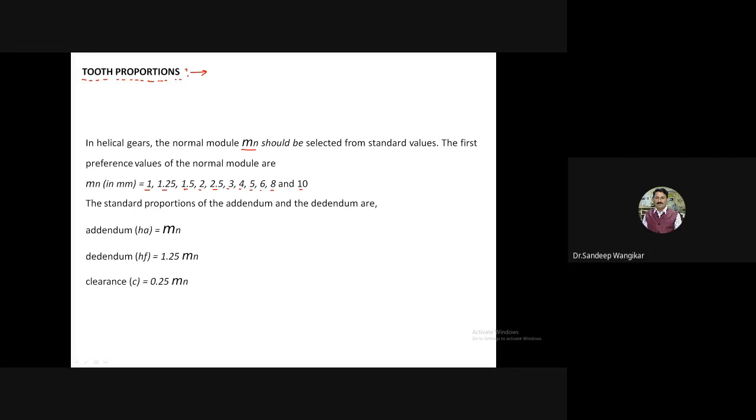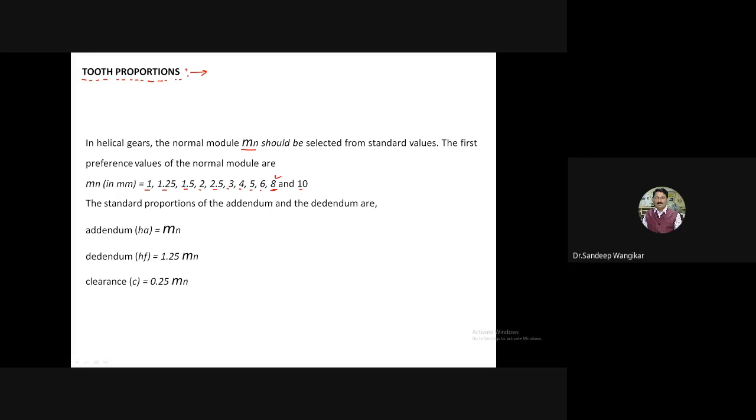What is this first preference value? For example, if you get a normal module equal to 1.7, you will assume it as 2. 2.5 and 3 are the figures to which you can round up. If you get the value 3.9, you can take it as 4. Now 6 to 8, see here, there is no 7 value. So if your value is 6.5, you have to assume 8. And if the value is 7.5, you also have to assume 8. And then 10. So these are the first preference values.